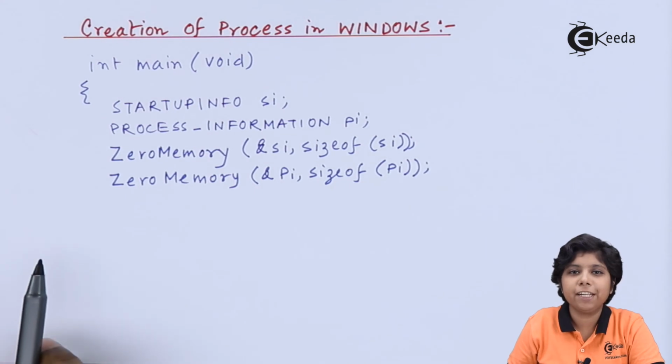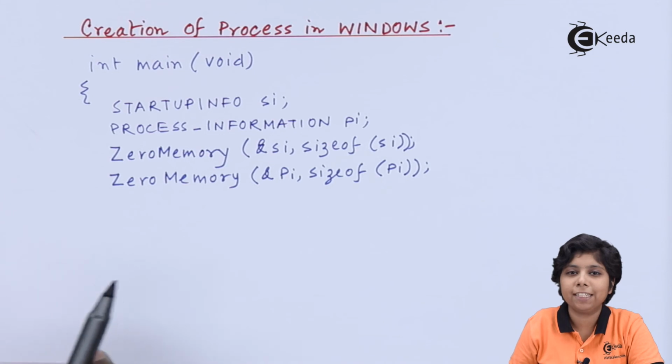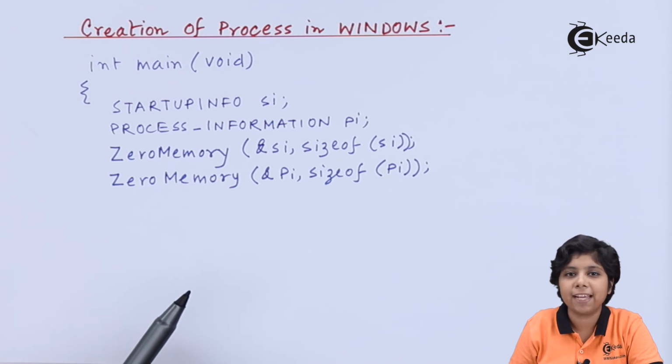Here we are declaring two structures, startup info and process information, and the instances of them as si and pi. Now inside the ZeroMemory function, or ZeroMemory system call, we are passing the pointers to the instances of si and pi and the size. With the help of that, the memory for the structures can be allocated.